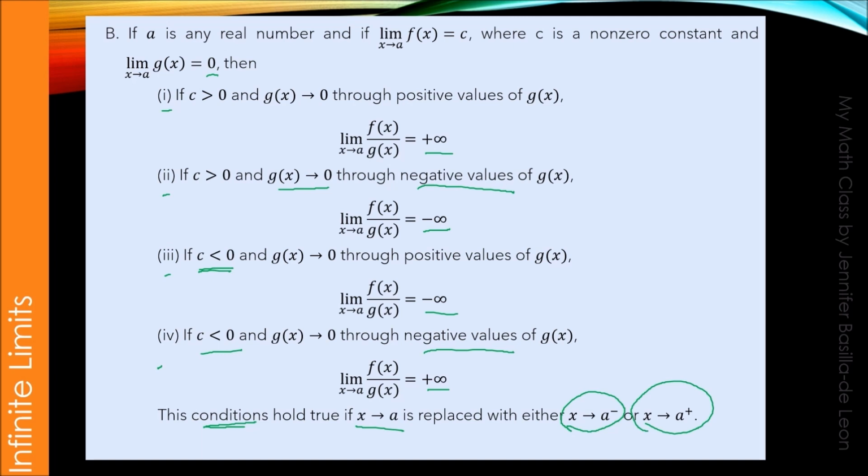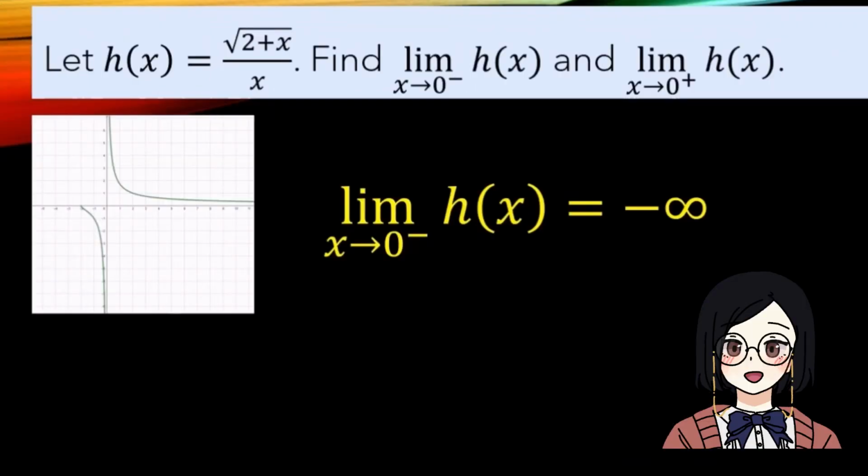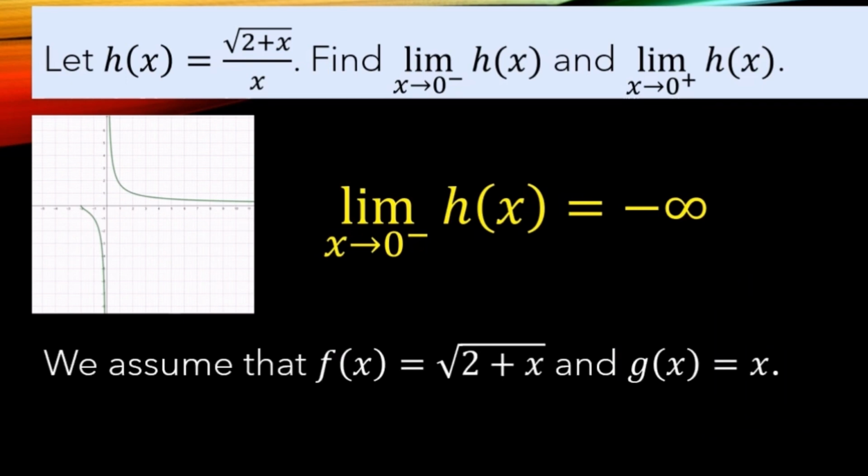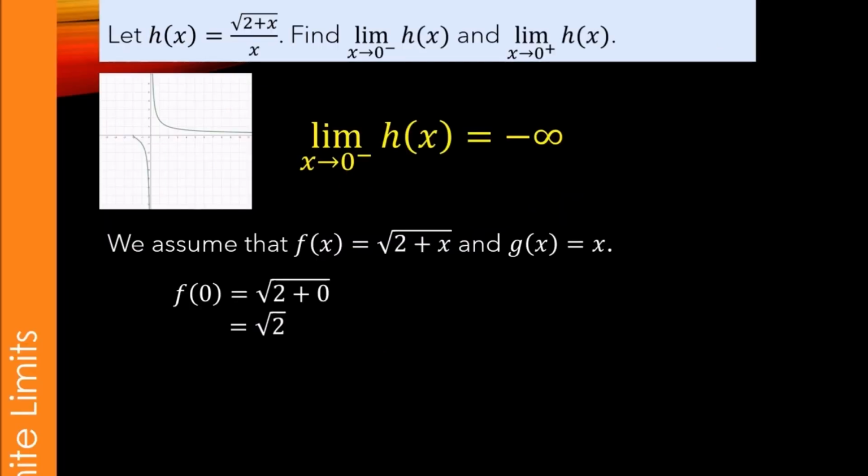Now let's verify our answer a while ago. Let's start with the limit of h of x as x approaches 0 from the left equals negative infinity. We evaluate the given function. We assume that f of x is equal to the square root of 2 plus x and g of x equals x. Evaluating f of x at x equals 0, we will have square root of 2. Take note that c is equal to square root of 2 and that it is greater than 0. When g of x is evaluated at x equals 0, we will have 0.